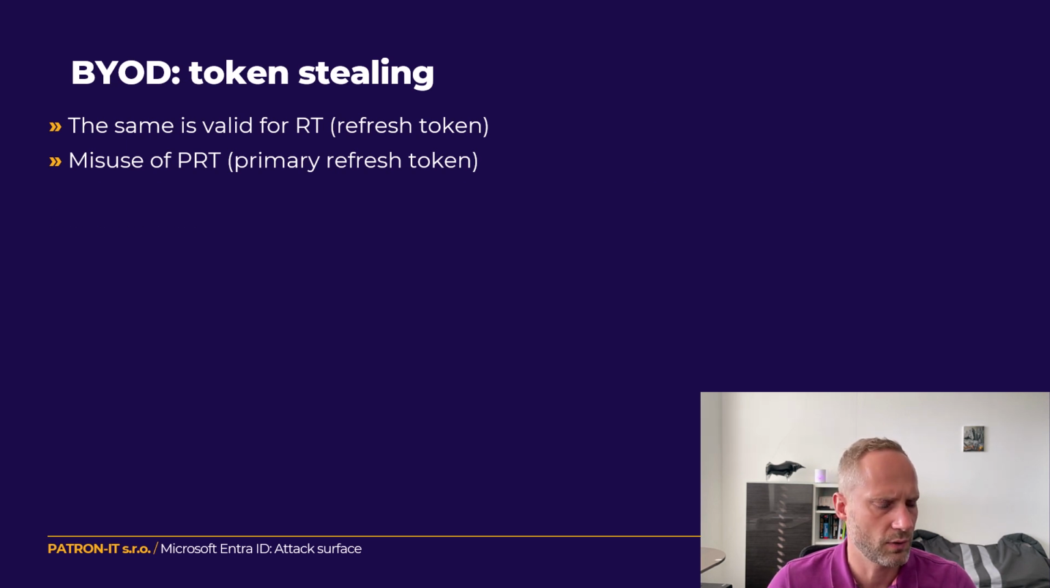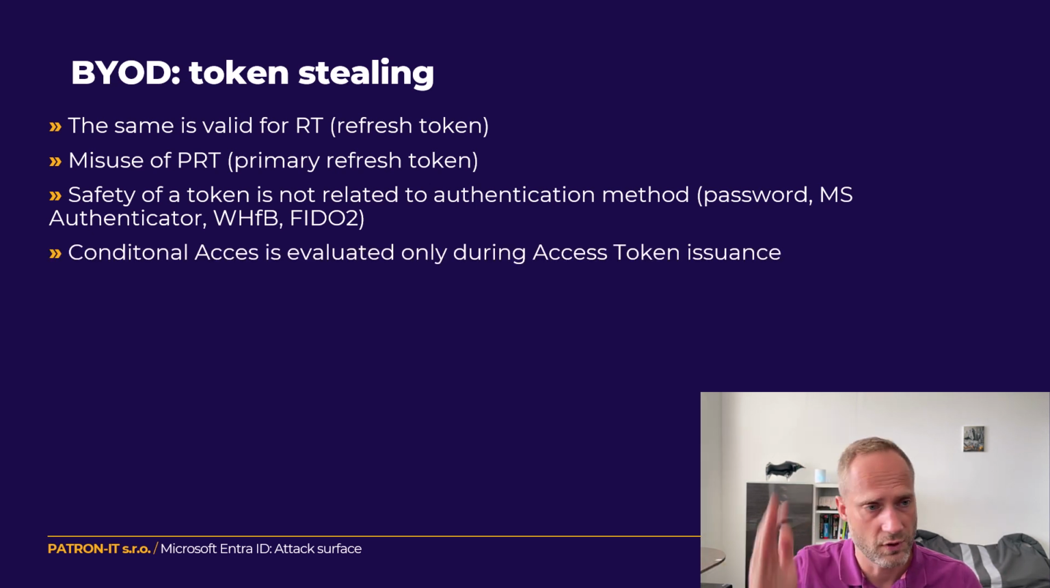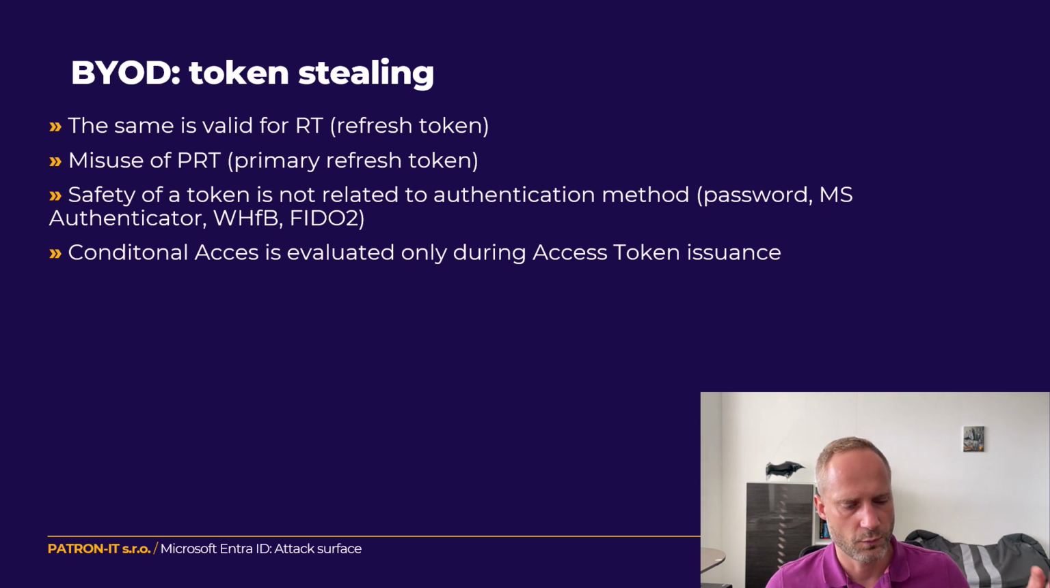And as I told you, the safety of the token is not related to the authentication method used to authenticate to Office 365. And conditional access is evaluated only during access token issuance. So once you go with the refresh token to Office 365 to receive a new access token, in that case conditional access is evaluated, but not when you go with an access token to access any data. No, it's too late.